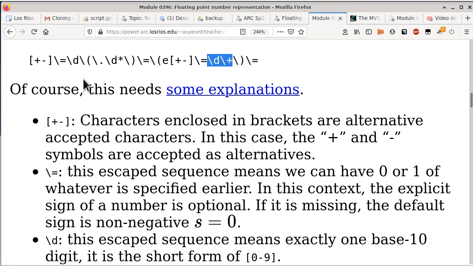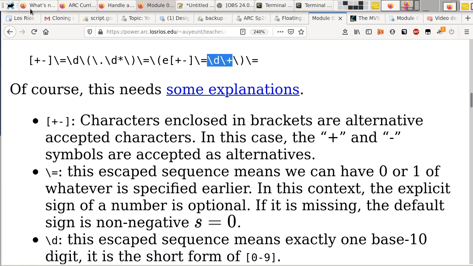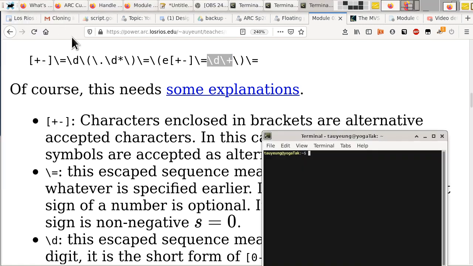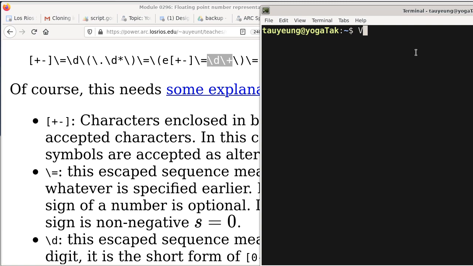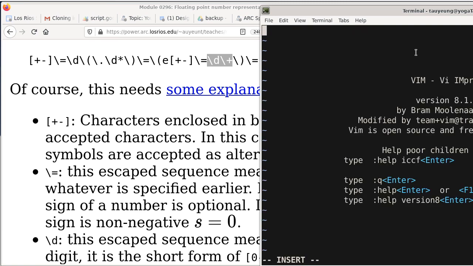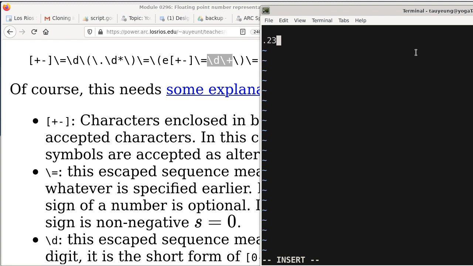And then there was another request for an example. What kind of example are we talking about? An example of how this works, or an example of what this can recognize? Of what it can recognize? Okay, I think I've got a perfect tool for this. We'll use VI and enter a few numbers, some that should work and some that should not. I'll enter 0.23, which most people would say looks like a legitimate number.